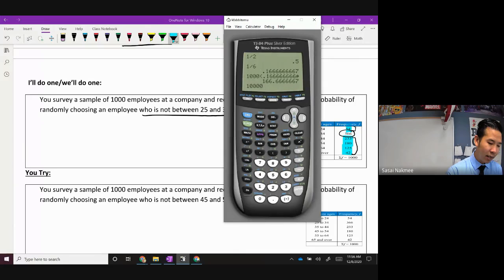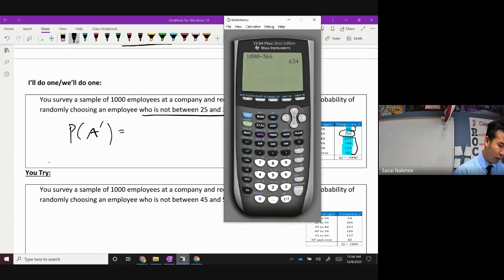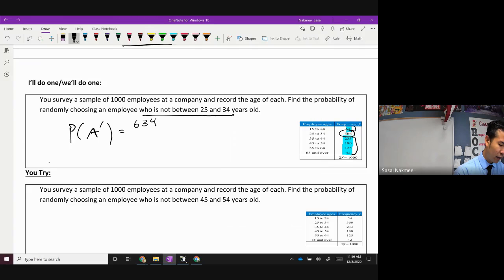Why, I would say that that complement would be equal to the total number of people in there, which is 1,000 minus 366, which comes out to be 634. So if I'm looking to calculate the probability of people who are not between the age of 25 and 34, where A is people who are between the age of 25 and 34, it is going to be equal to 634 out of 1,000. Now, how do I get that 634?